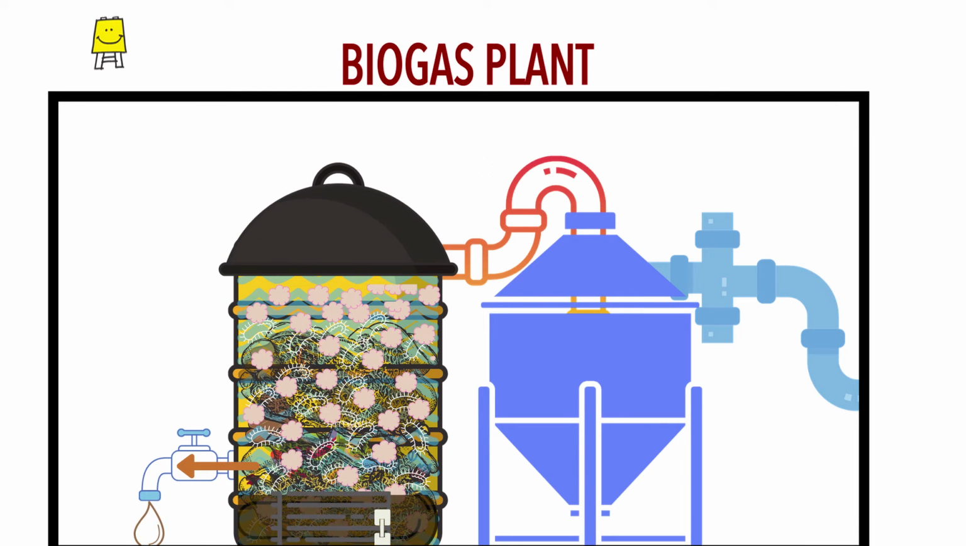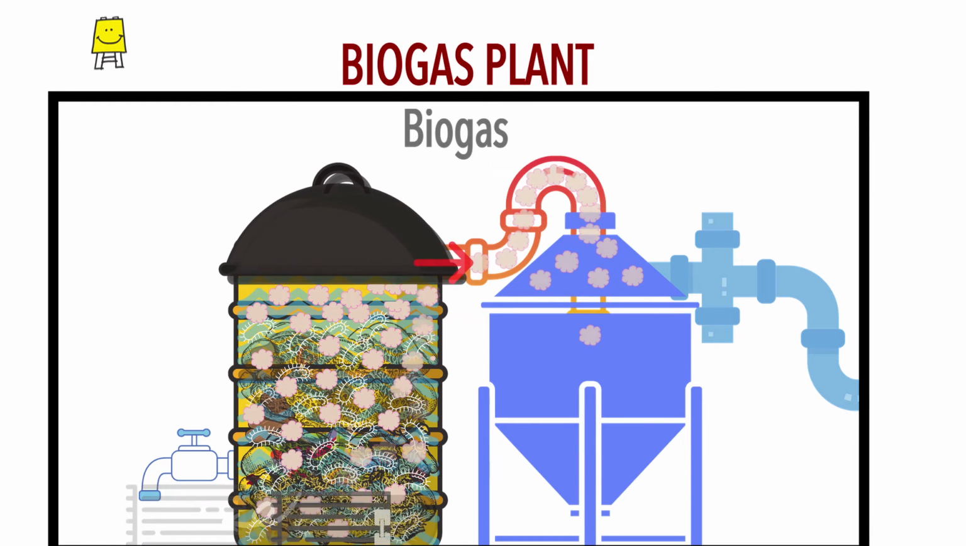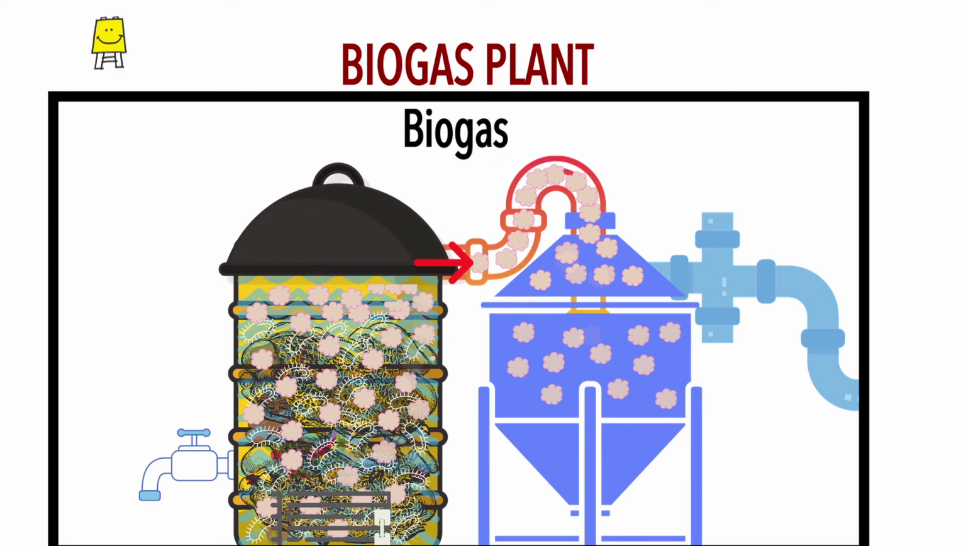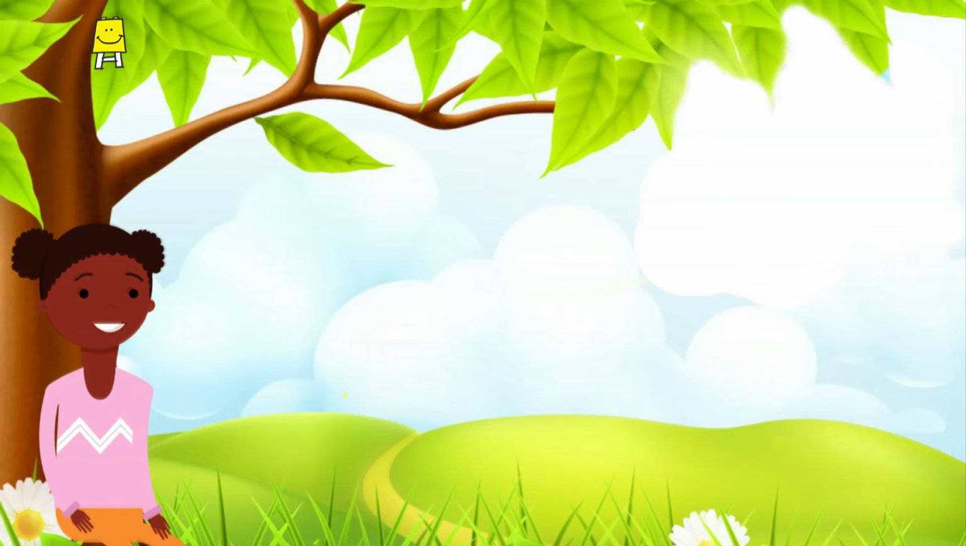A semi-solid sludge collects at the bottom of the tank. This is also emptied out periodically. The biogas produced in this process is collected in a second tank and is piped into homes and factories to be used as fuel.